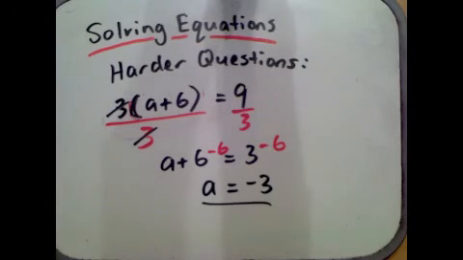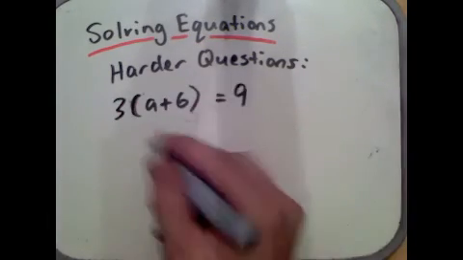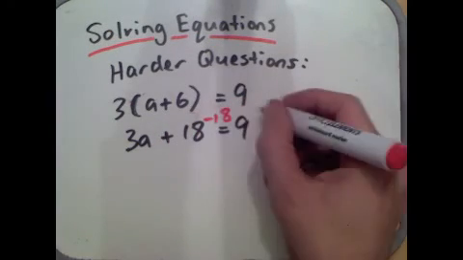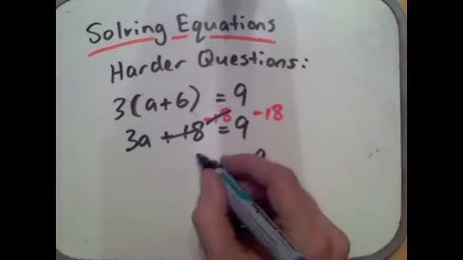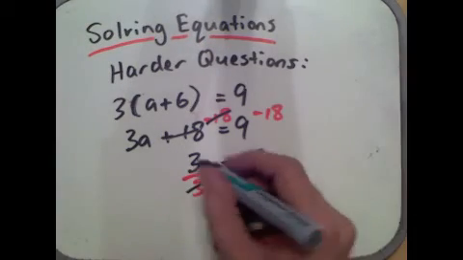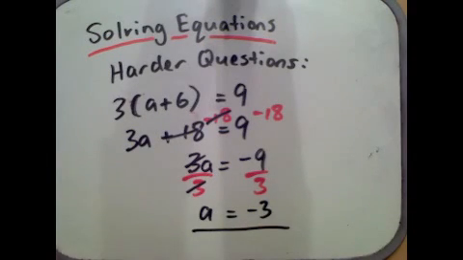Now we could have expanded that bracket out if we wanted to, so let's go back up here and see what happens if we expand it out. We get 3a plus 18 equals 9. We take 18 from both sides. We get 3a is equal to negative 9. We divide both sides by 3 and we get a is equal to negative 3. So it still works out the same.